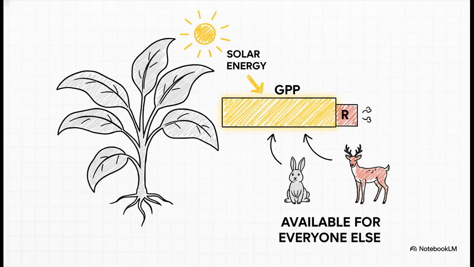Now, here is the most crucial part of this. Plants aren't just selfless little food factories. They need energy to live too. The total amount of energy they capture is called gross primary productivity, or GPP.